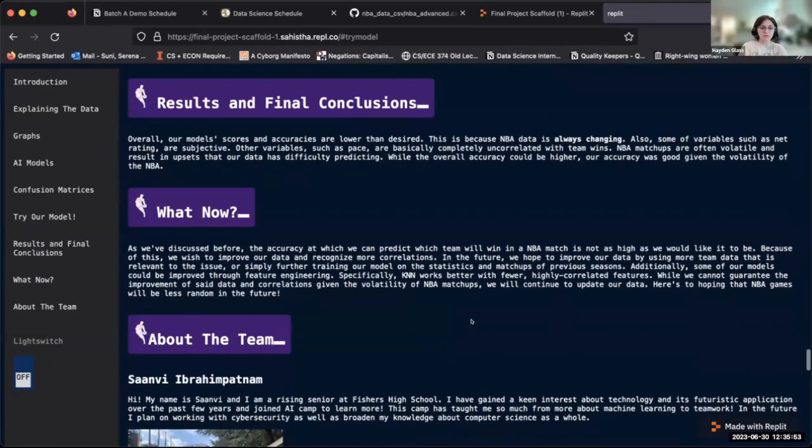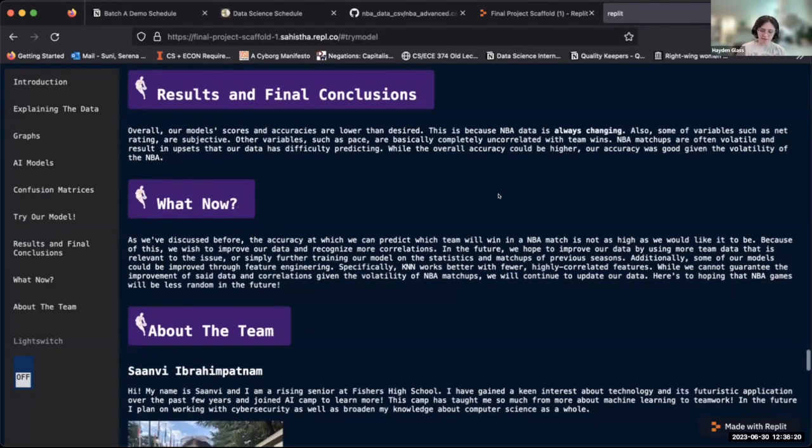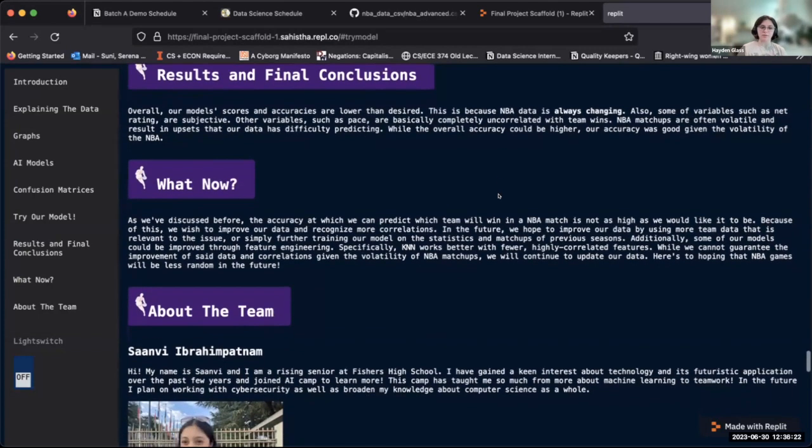So, results and final conclusion. Overall, our model scores and accuracies are lower than desired. This is because the NBA data is always changing. Also, some variables such as net rating are pretty subjective. Other variables such as pace are basically completely uncorrelated with team wins. NBA matchups are often volatile and result in upsets that our data has difficulty predicting. While the overall accuracy could be higher, our accuracy was good given the randomness of NBA games.